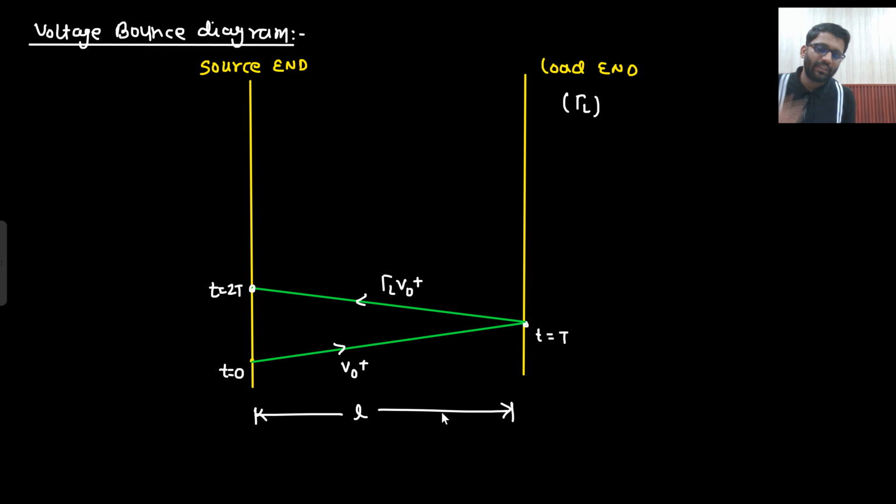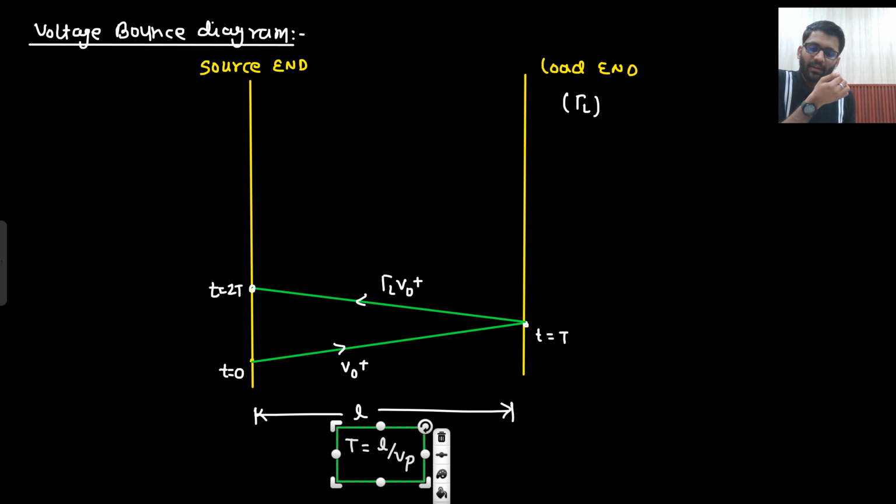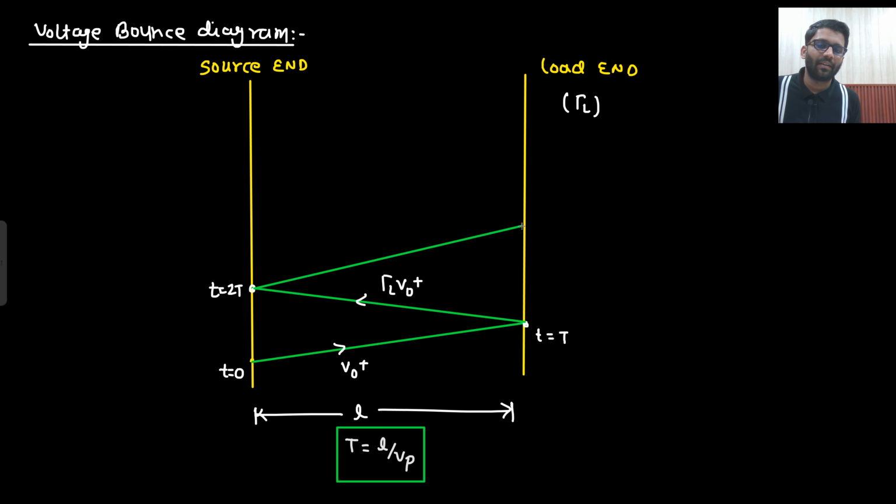And you need to go with the speed Vp. So what will be the time t? T will be L by Vp. Okay. So at 2t you would have reached here. Then at 3t you would have reached here, because this will be reflected back with the reflection coefficient gamma G. So gamma L gamma G V naught plus.